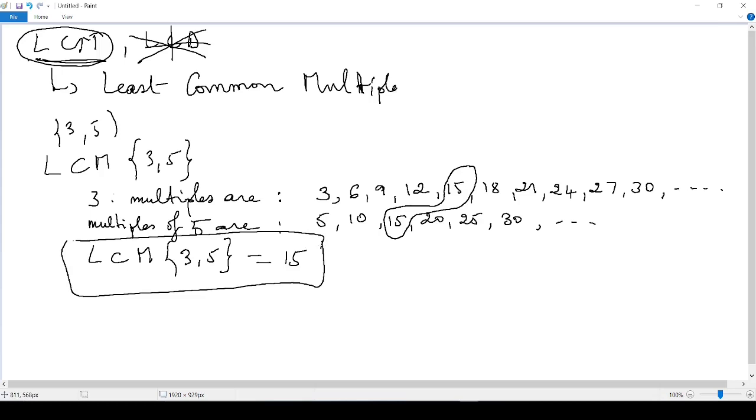Note that if we keep going through these numbers that we listed, we have 30, and we have 30 for both. But 30 here is not the smallest multiple, that's why we are not counting it. We go with the smallest, and in this case, the smallest that they have in common is 15. That's why we are using the 15. So our result is 15.